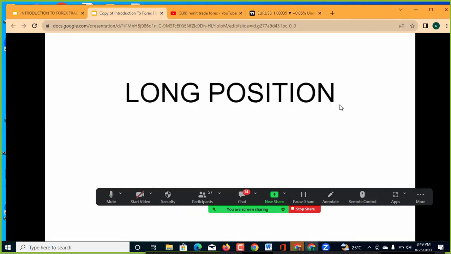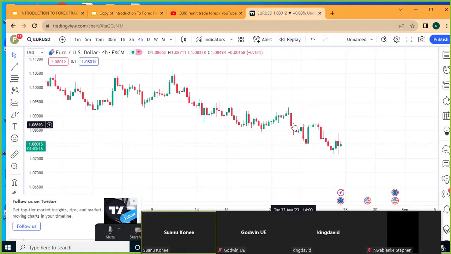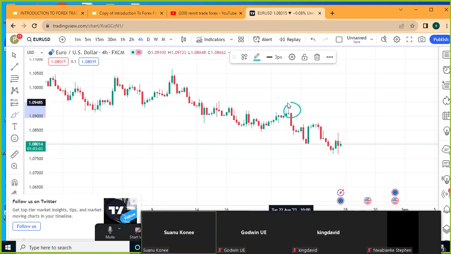And the reverse is the case for the next slide we're going to look at, which is the short position. A short position is that you are saying the market is going to go down, and when you short or sell and the market goes down, you'll be in profit. If you buy from here and the market goes up, you'll be in profit. If the market goes down, you'll be in loss. And if you sell from here and the market goes down, you'll be in profit. If the market goes up, you'll be in loss.